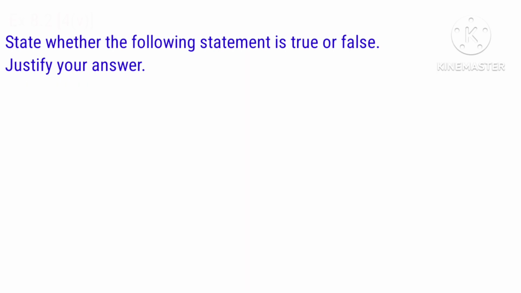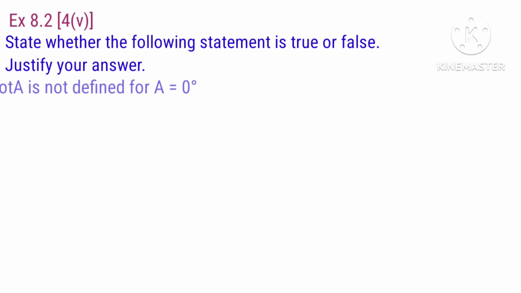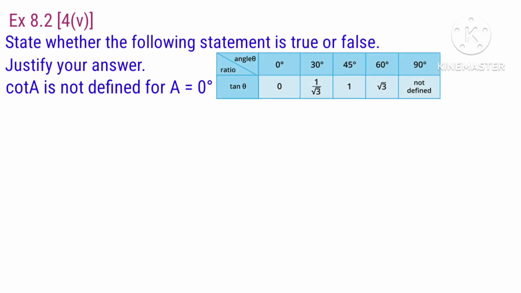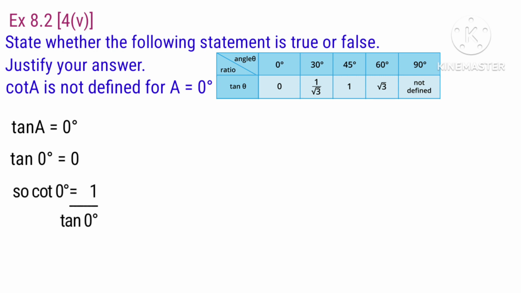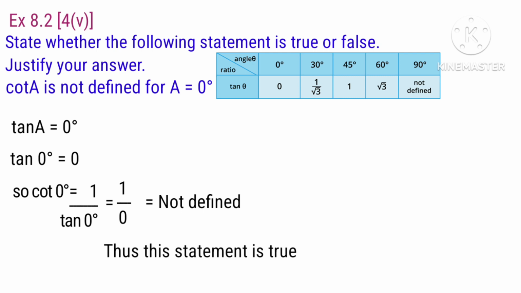We'll see another model in this sum. Cot A is not defined for A is equal to 0 degree. So cot is the reciprocal of tan. For A is equal to 0 degree, tan 0 degree is equal to 0. So cot 0 degree is equal to 1 divided by tan 0 degree. That is 1 divided by 0. That is not defined. Thus this given statement is true.